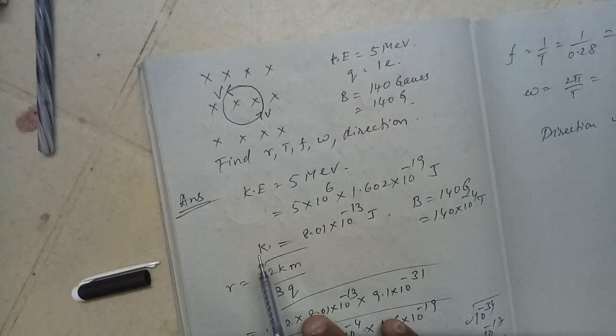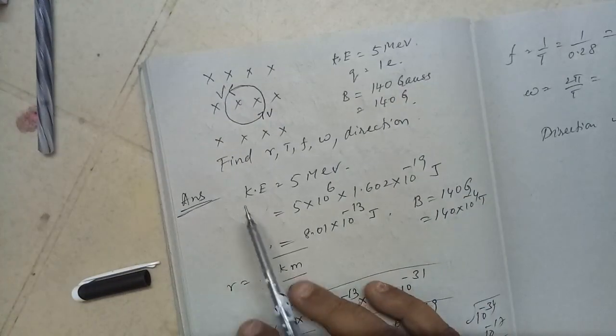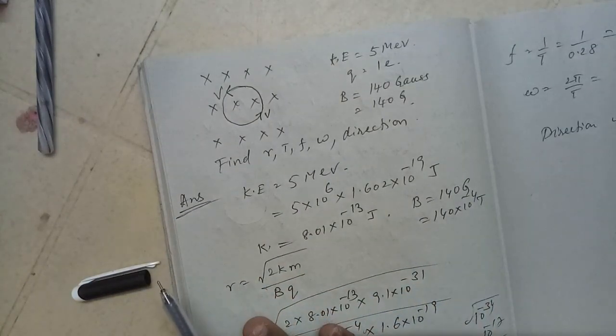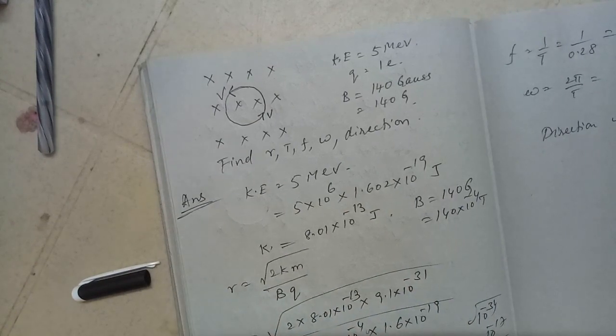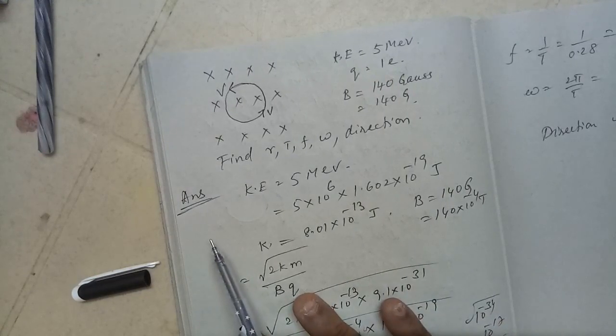Gauss is a CGS unit, and they are asking you to find the radius, time period, frequency, omega, and the direction of the magnetic force. Here the kinetic energy is 5 million electron volts. Now this has to be converted into joules.